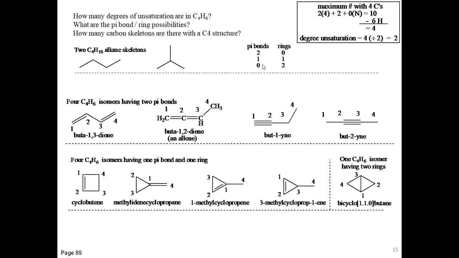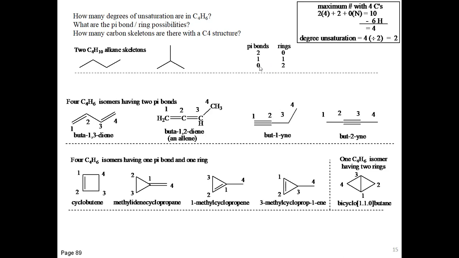Now, could I have 1 pi bond and 1 ring? Well, I sure can. Here's a 4-membered ring, and I put in a pi bond. So this is cyclobutene. I can make a 3-membered ring with a 1 carbon branch, and put the double bond outside the ring, or inside the ring close to the 1 carbon branch, or inside the ring opposite the 1 carbon branch. So I have 4 of these where I have 1 of each.